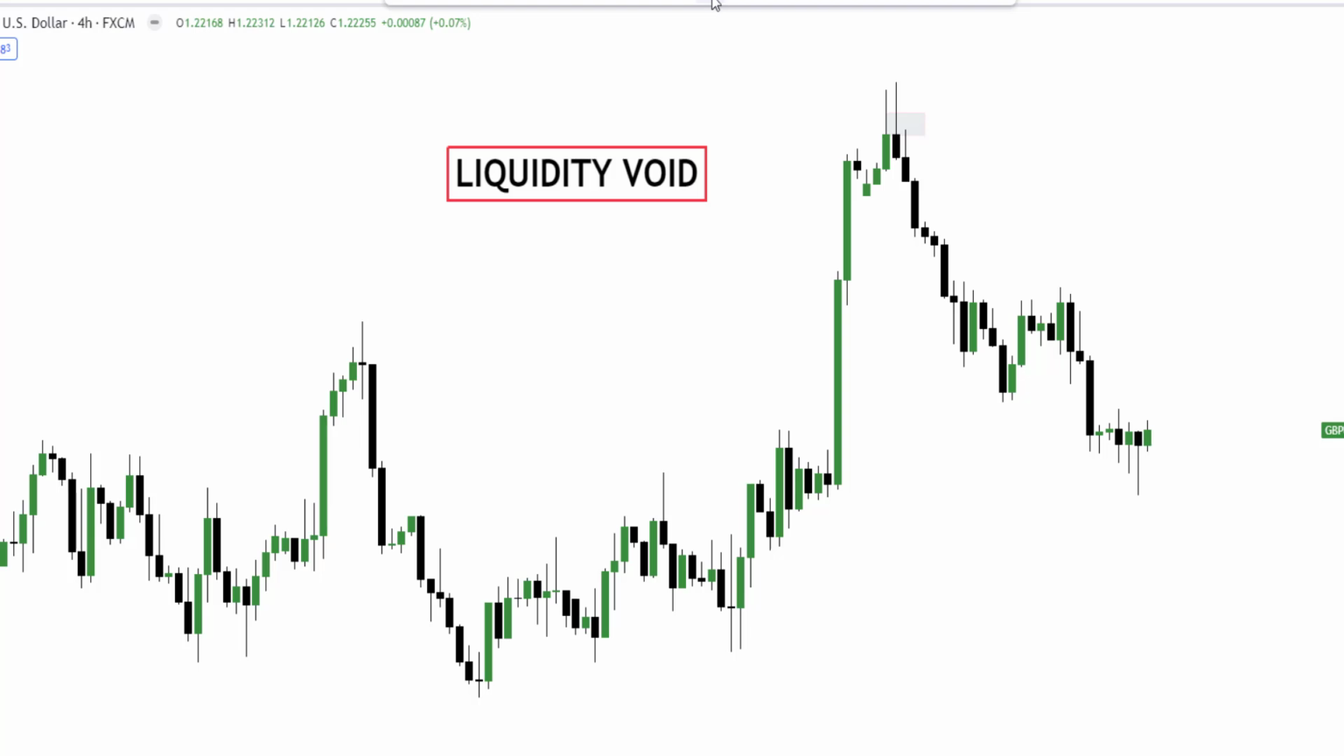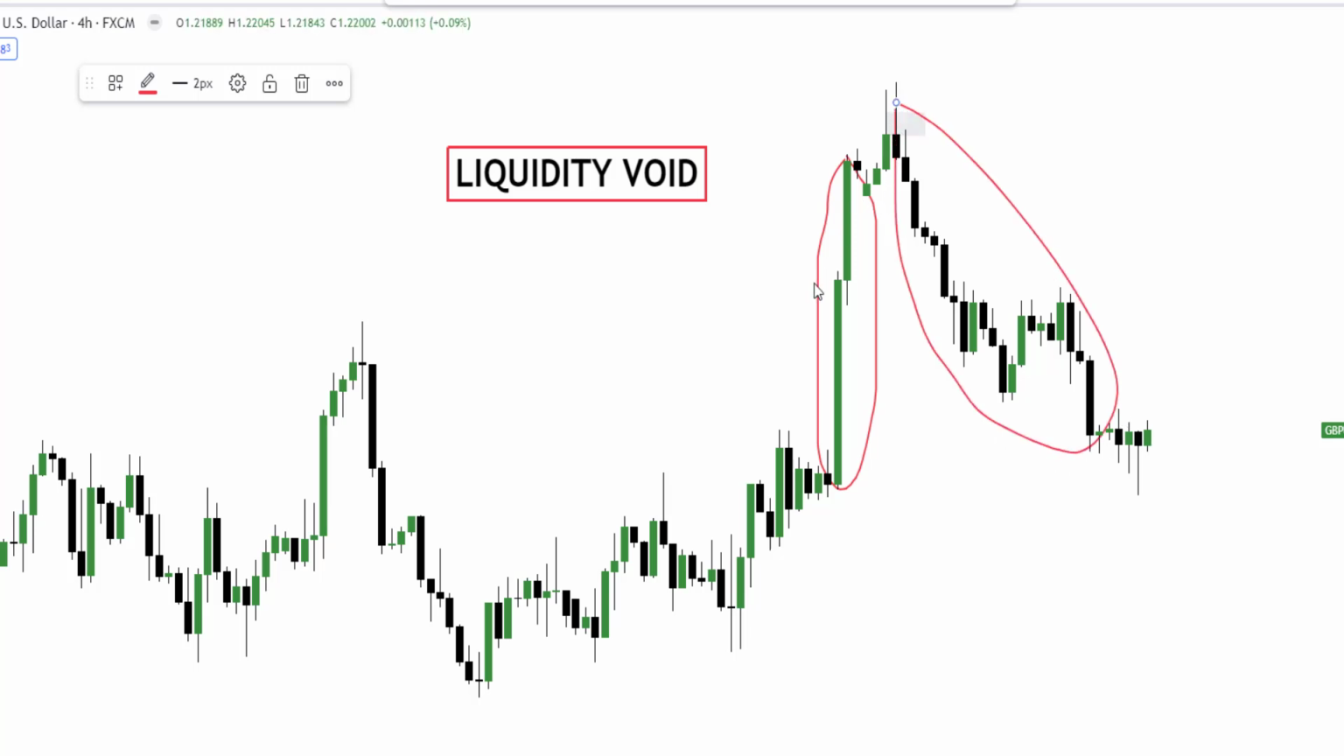Now, whenever you come to your chart and you see price quickly moves away from a level, like you can see right here with such very big candlesticks, this is what we call a liquidity void. This is happening because there is a void of sellers in this particular upward movement, which is this one. There are not many sellers to match up the orders from the buyers, and that is why you see price quickly moves away from here.